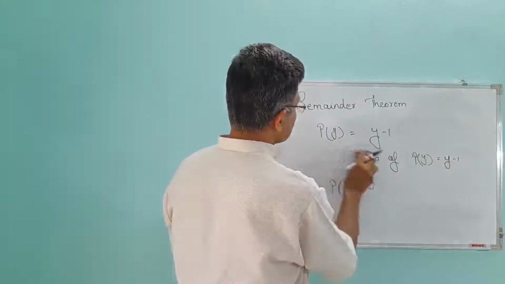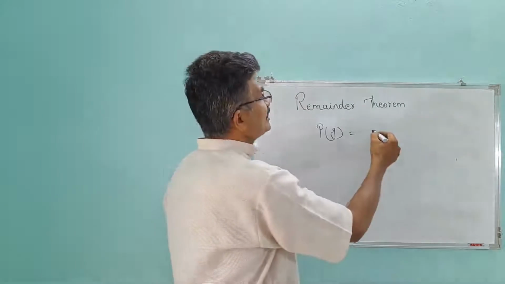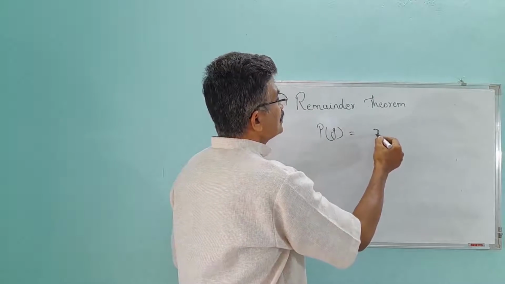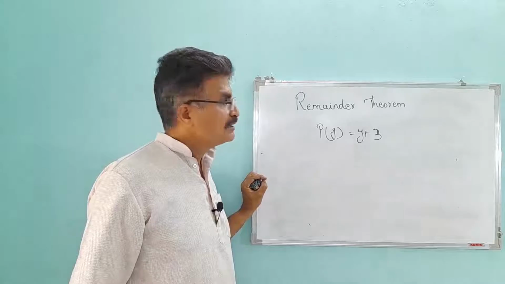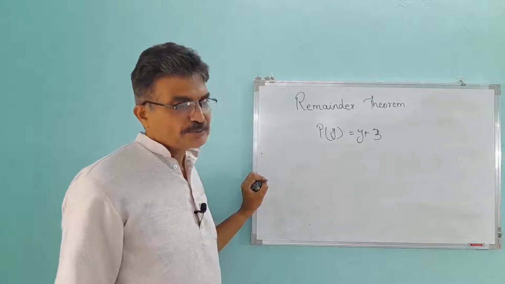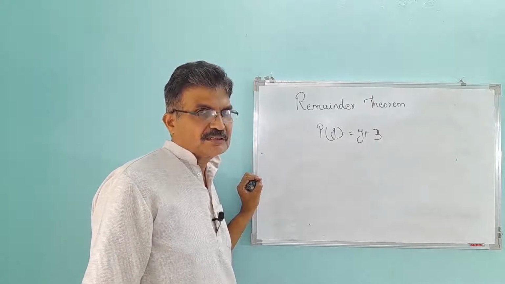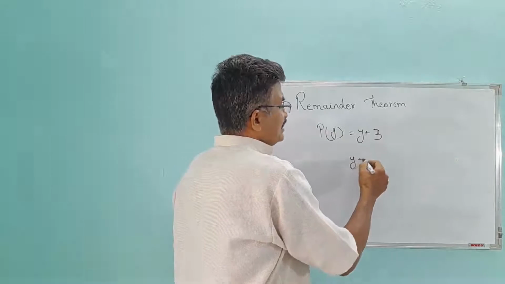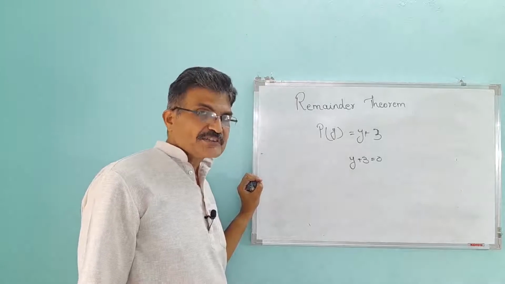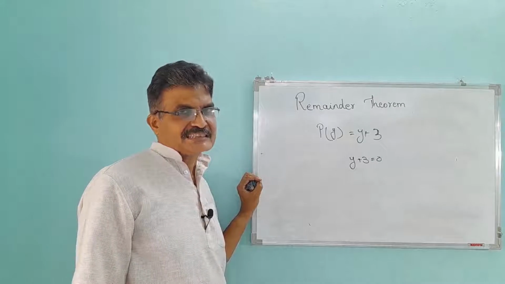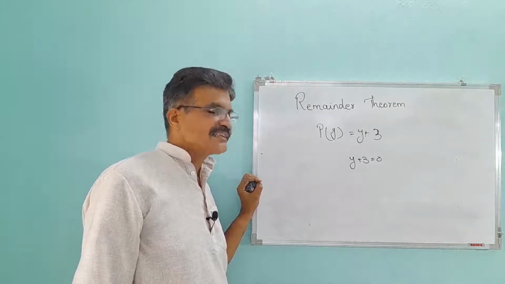Consider, for example, p(y) is equal to 3y plus 3. What is the zero of this polynomial? Yes, y is equal to minus 1. So y is equal to minus 1 is called the zero of the polynomial. Then y plus 1 is equal to 0 is a polynomial equation. The root of this polynomial equation is the same. That is, for an equation it is root, for a polynomial it is zero.